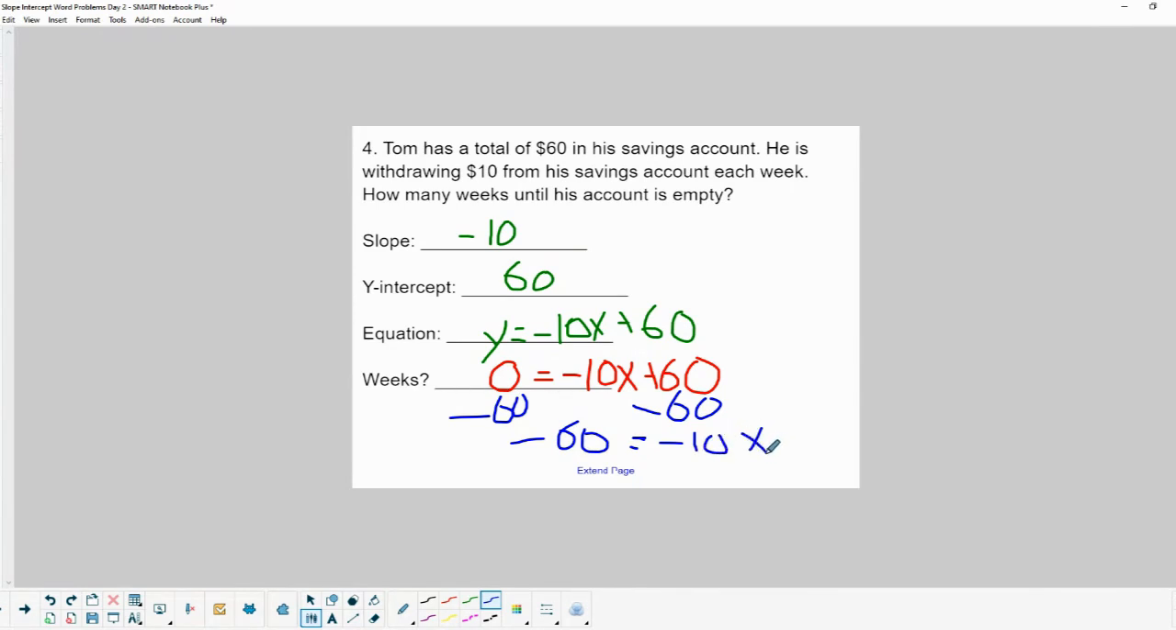So that when we divide both sides by a negative 10, we end up with x equals 6 weeks. So remember, we divide each side by negative 10. And that gives us a total of 6 weeks until his account is empty.